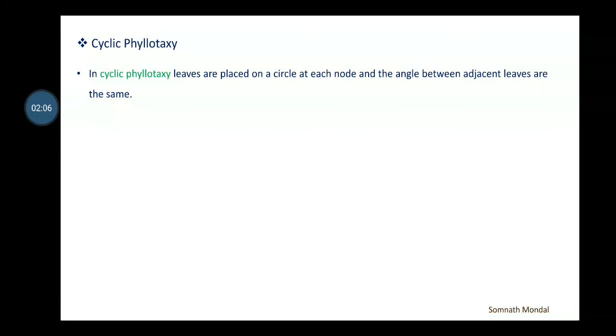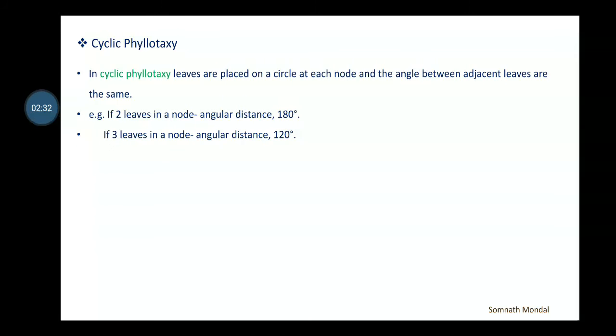In cyclic phyllotaxy, leaves are placed on a circle at each node and the angle between adjacent leaves are the same. Therefore, if two leaves in a node, then the angular distance between these two leaves will be 180 degree. Similarly, if three leaves in a node, the angular distance will be 120 degree, and so on. If four leaves in a node, it will be 90 degree.